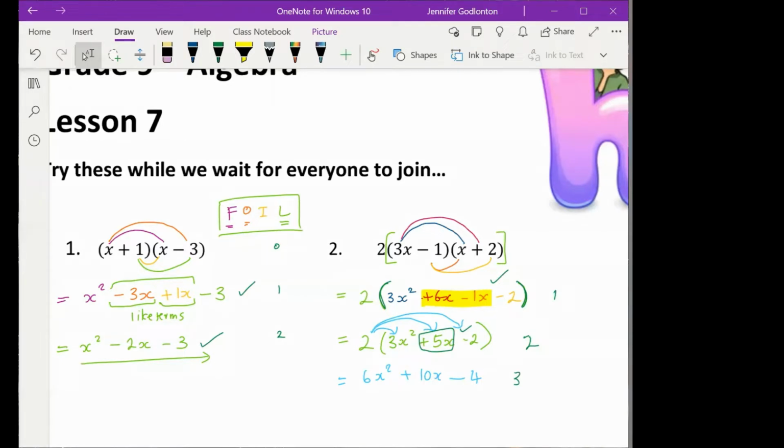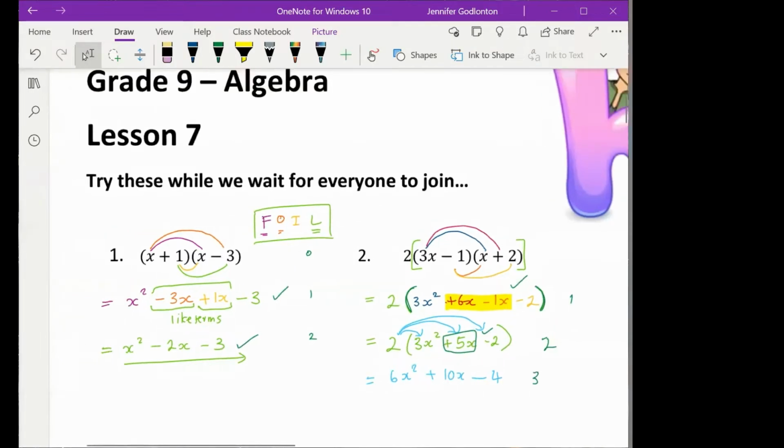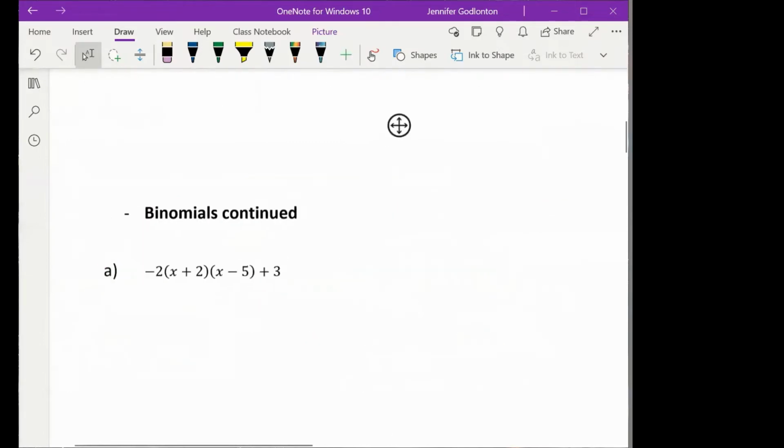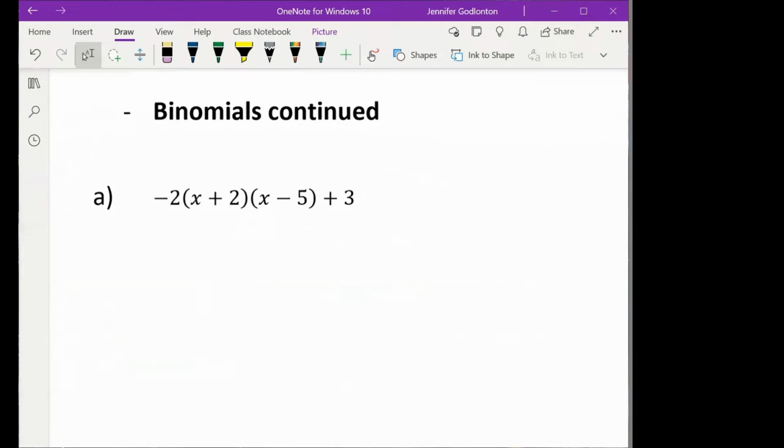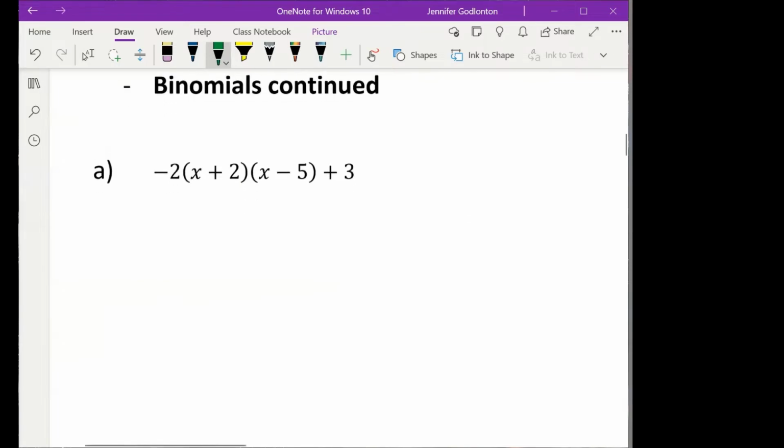Okay, let's try and move on to what we're going to be working on today. So we're going to stay in the realm of binomials. The only thing different is we're going to start bringing other things in. So for example, here we've got this +3 that's happening on the other side. So we're going to add a couple of steps in.